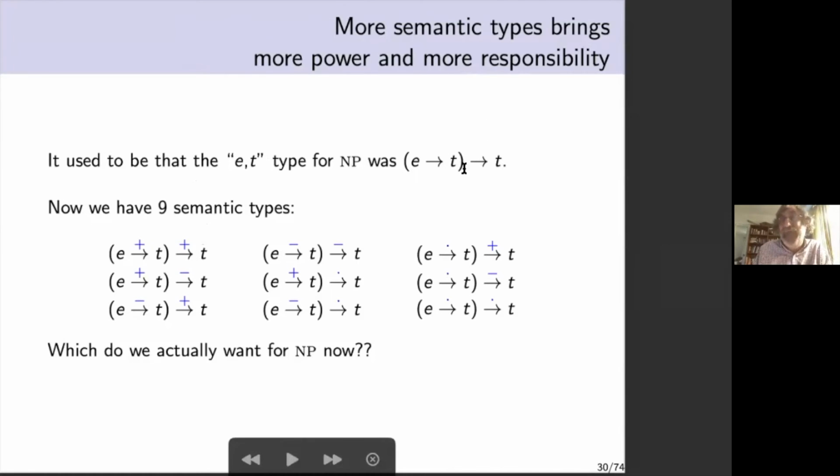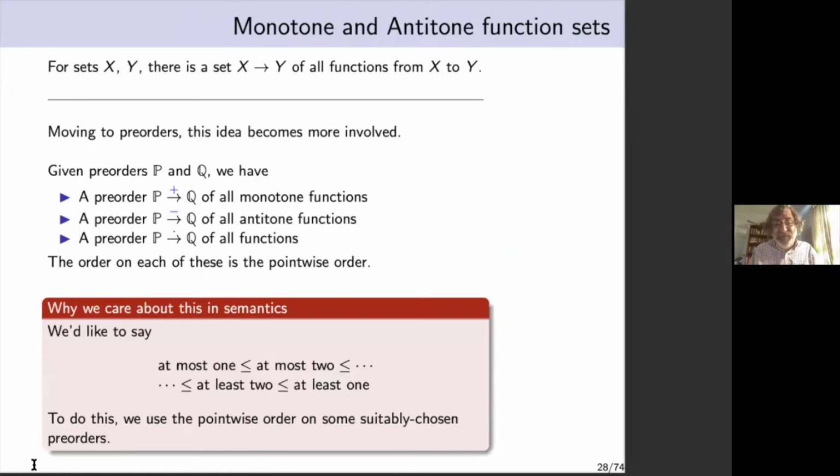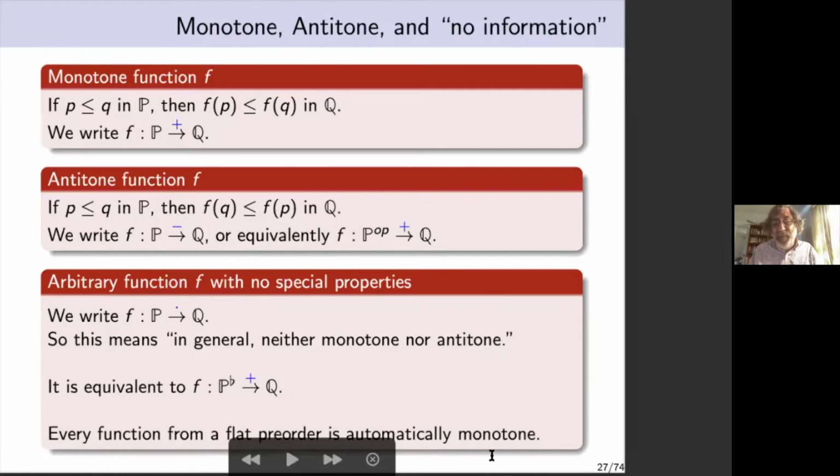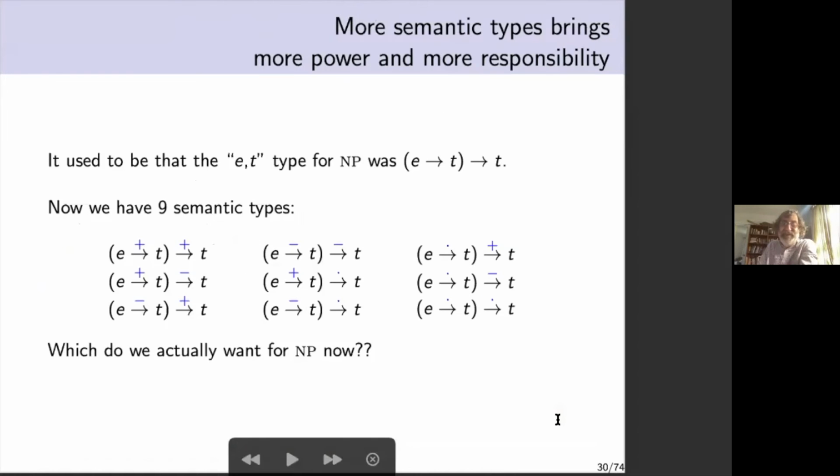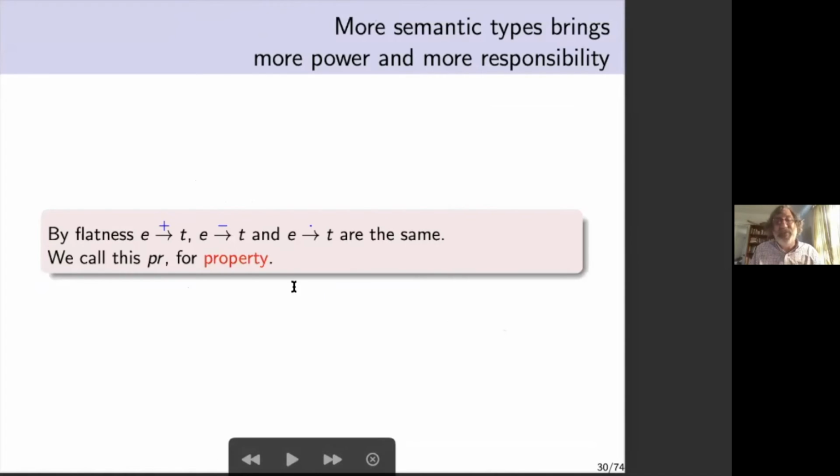Now this is standard in semantics. You spend a lot of time with ETT. Now ETT breaks into nine pieces here because you have three choices for this plus, three choices for the first arrow and three choices for the second. And now the question is, is this useful, or is it just a big extra for nothing? So I mentioned before that every function from a flat ordering is always monotone. So that means that these nine here basically collapse, and the only ones that we have really left are these ones.